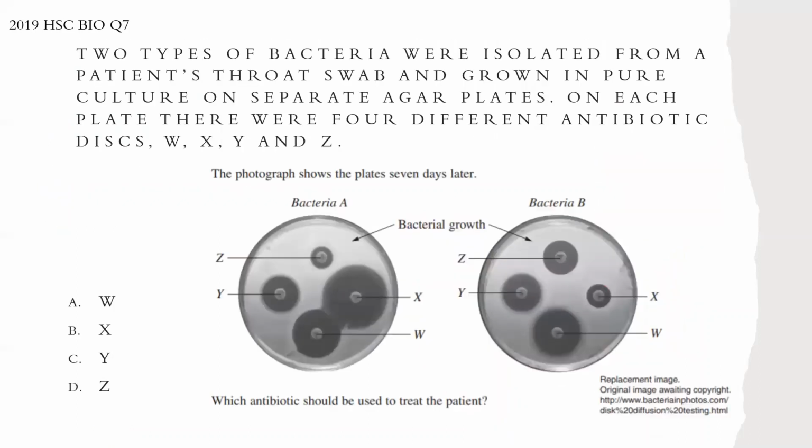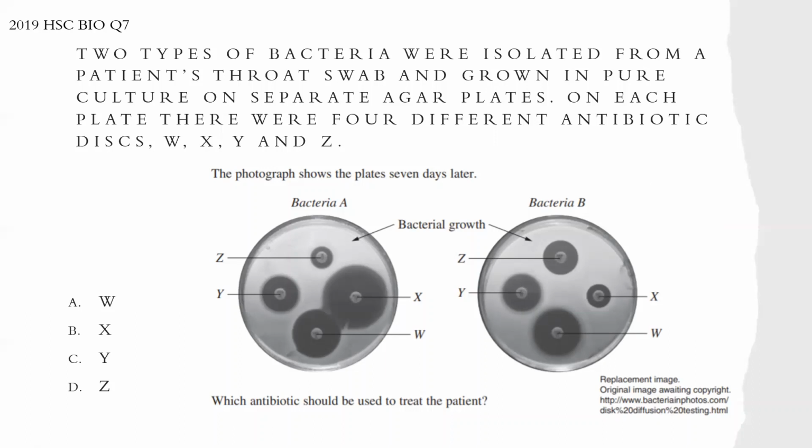Okay, so our next question is going to be looking at 2 types of bacteria, and these were isolated from a patient's throat and grown in pure culture. So here we've got bacteria species A, and here bacteria species B. And basically what we want to do is determine which one of the 4 blobs you can see is the most appropriate type of antibiotic to be prescribed for the patient to help them with their sore throat.